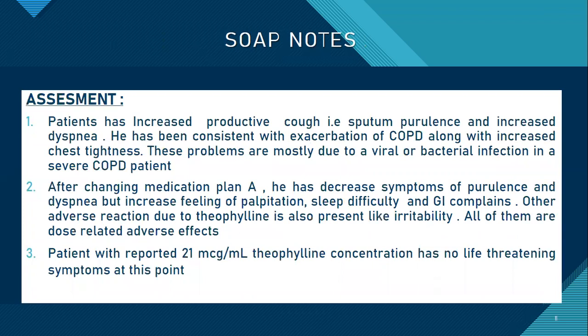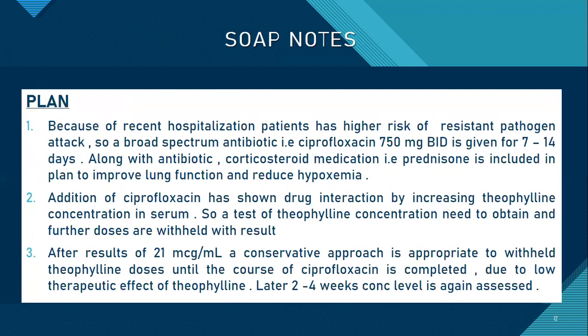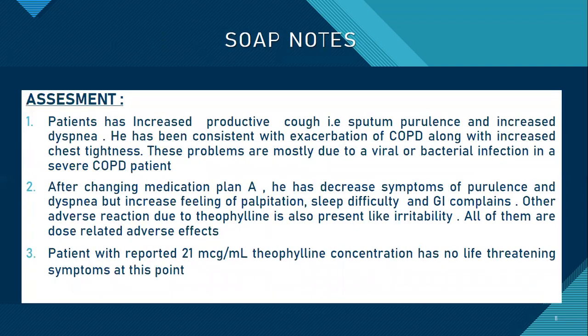So we assess that after changing medication, that is plan A, he has decreased symptoms of purulence and dyspnea, but increased feeling of palpitation, sleep difficulty, and GI complaints, and these adverse effects may be due to theophylline concentration. So this is a dose-related adverse effect. What will we do? We will do a concentration test of theophylline. The result will be obtained and the further plan will be discussed.